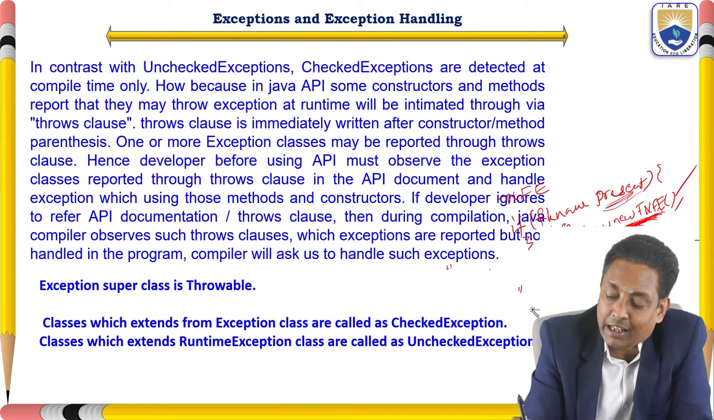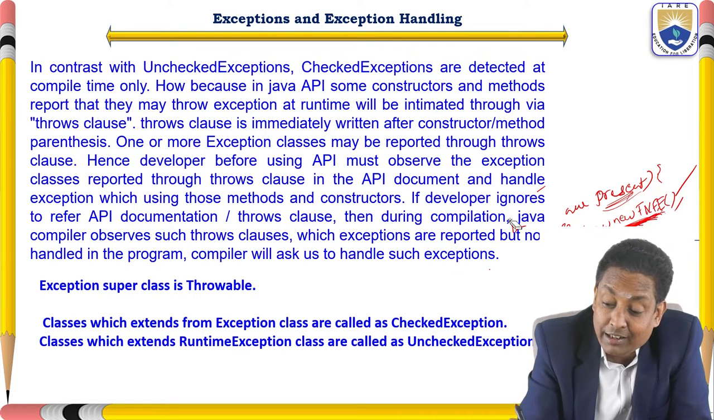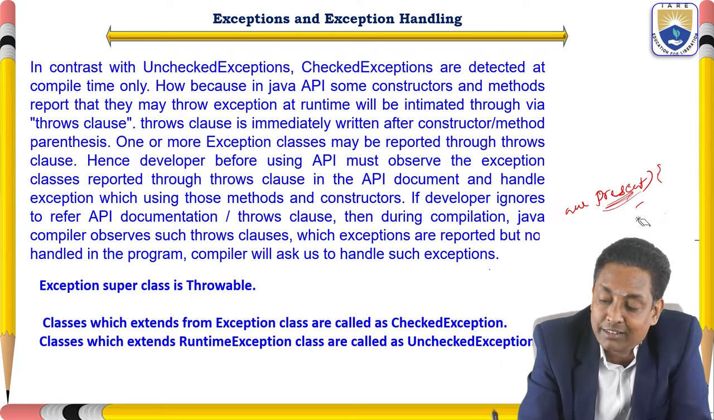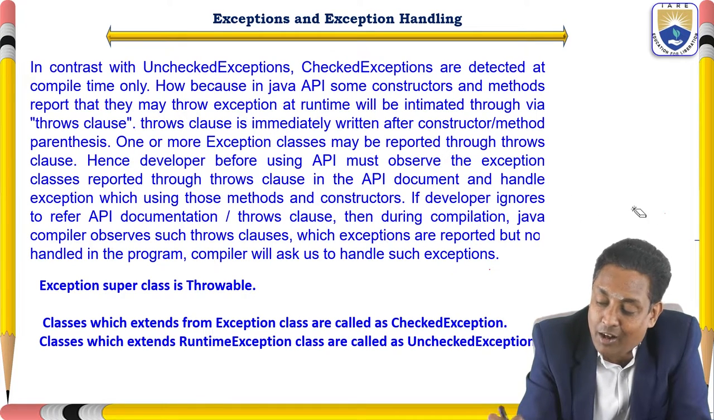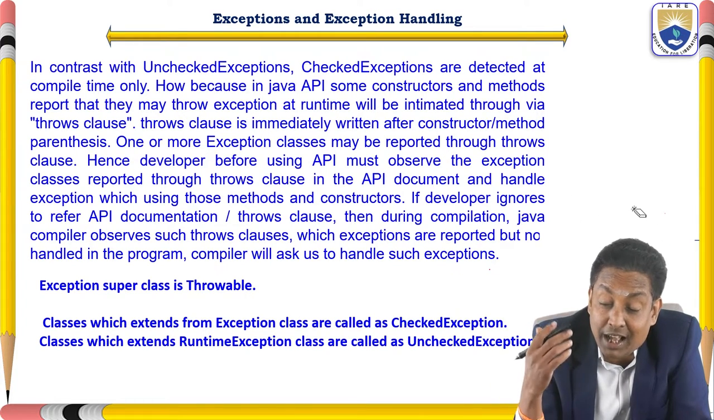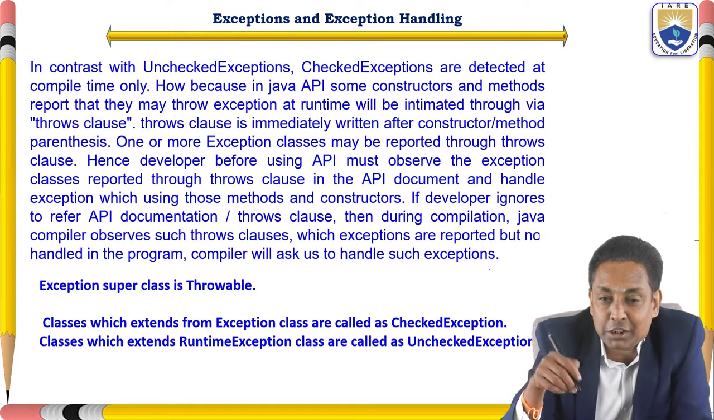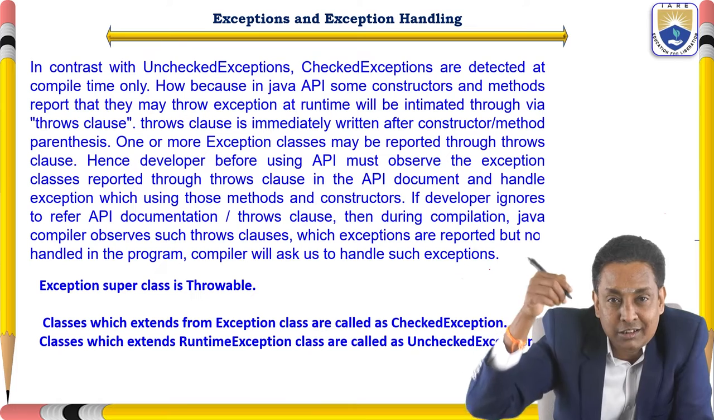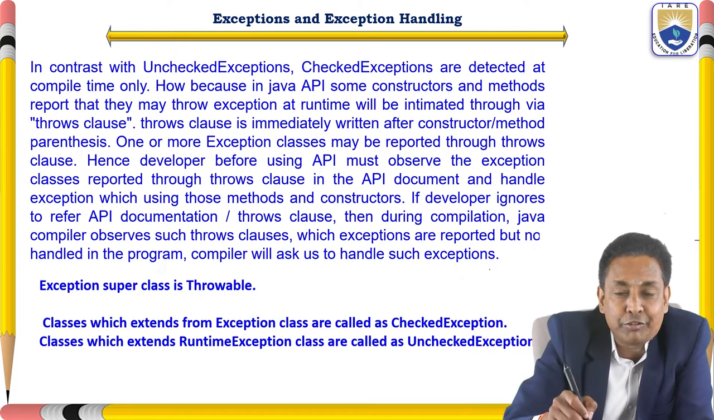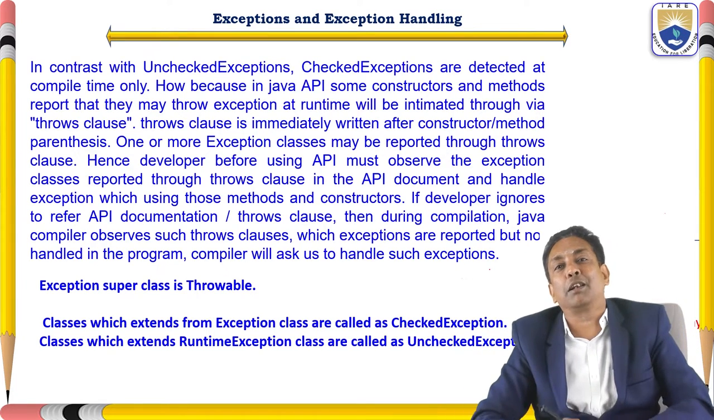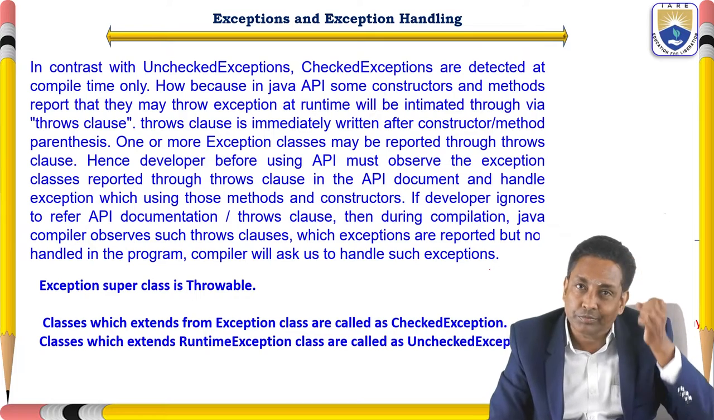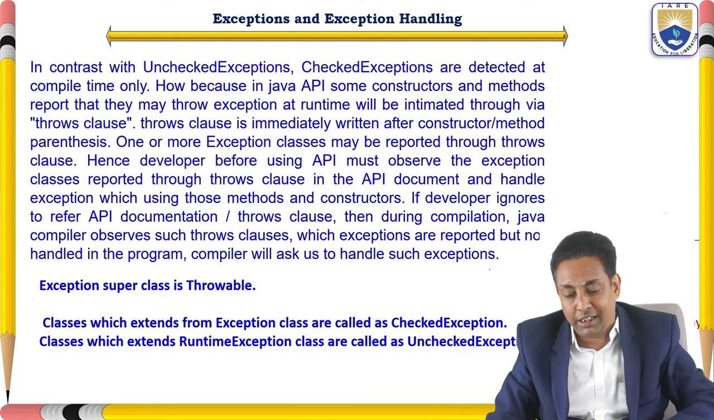It does not happen because of logic. Runtime exceptions are caused by wrong logic or wrong input. And checked exceptions are detected at compile time because of the constructors and methods which we are using. If they report that we must handle an exception and you don't handle it, then the compiler will force us to handle the exception. That is what a checked exception is.